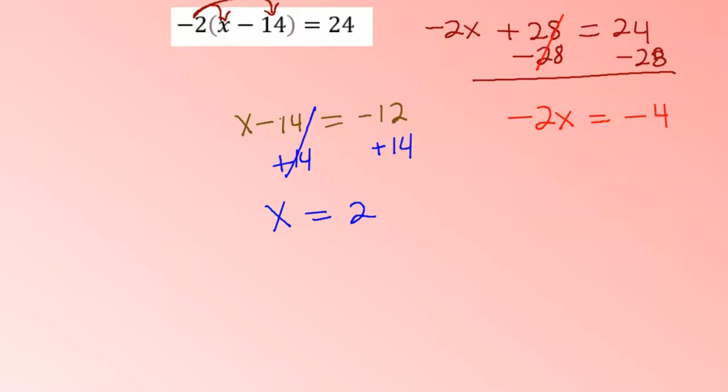And then finally we divide both sides by negative 2, so that this will go away, giving us positive 2. So whichever way, we'll get the same answer.